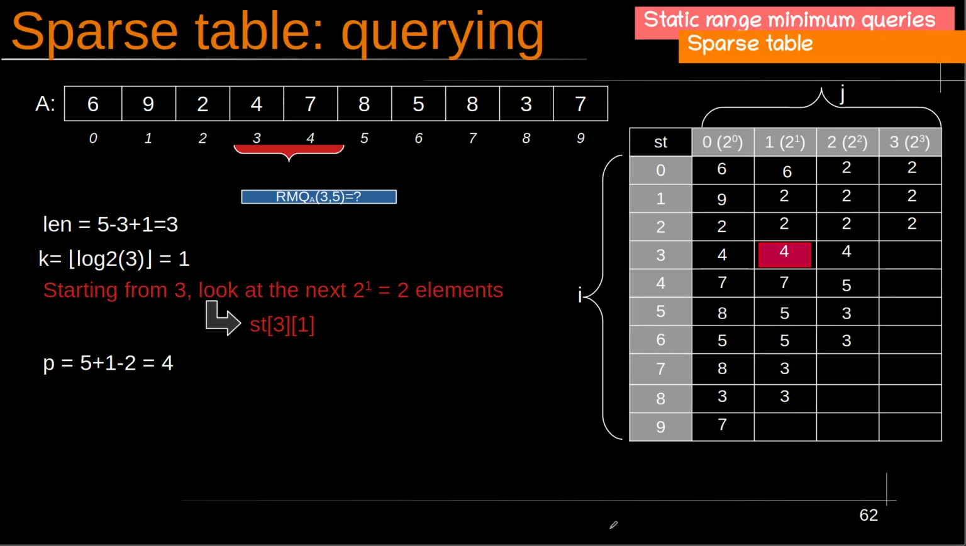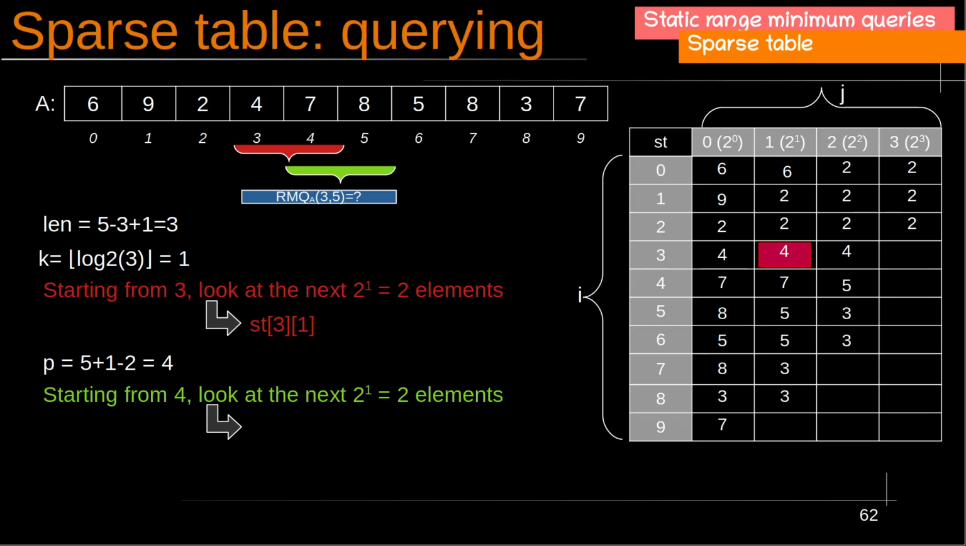And we can compute P now. P, as we have seen in the formula, is the position that starts the next 2 power 1 elements. So P is 5 plus 1 minus 2 power 1, which is 2, equal to 4 here. So starting from 4, look at the next 2 power 1 elements, which is 2 elements. It is stored at row 4, column 1 in the sparse table.